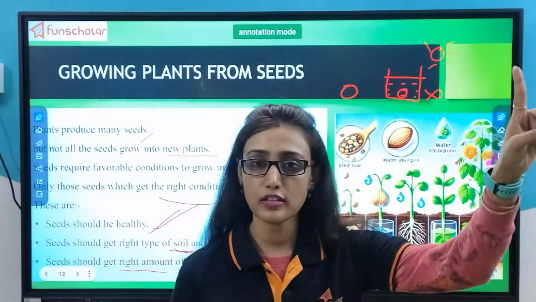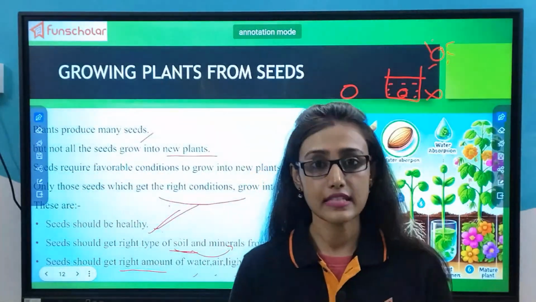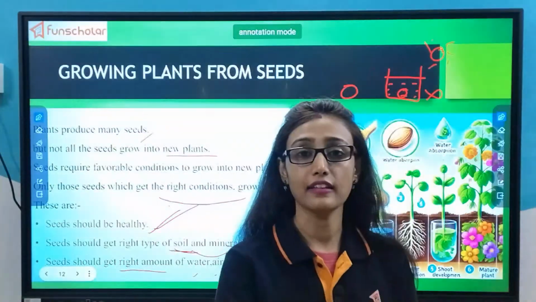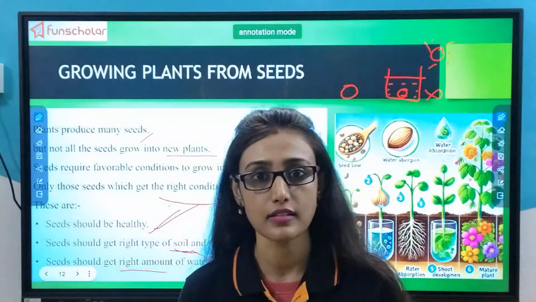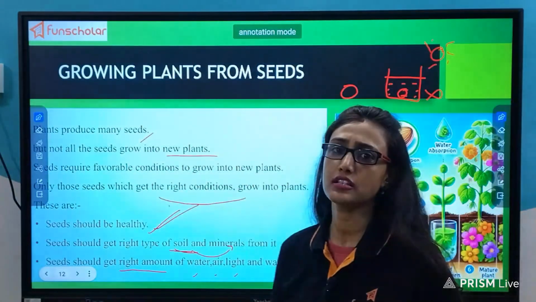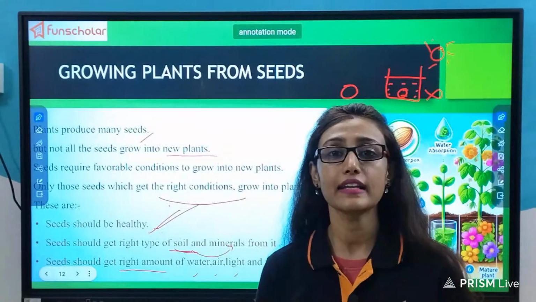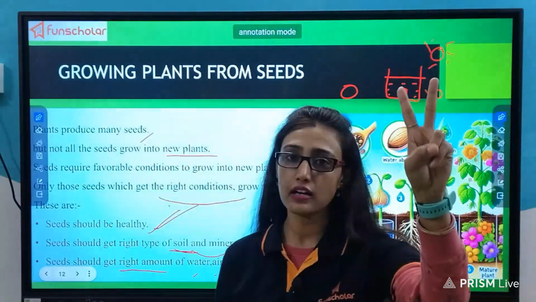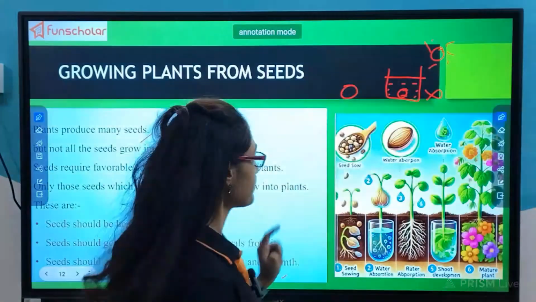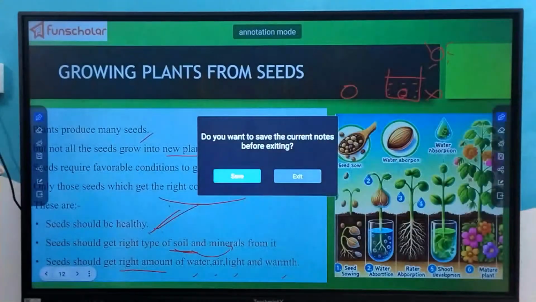So the first point is what? The seed should be healthy and strong. Second, it should get the proper amount of soil, and the soil must contain minerals. Why? Because those minerals are very essential for the plants to grow. And third is the right amount of water, air, sunlight, and fourth is warmth. Okay, right? I hope you have understood this page.